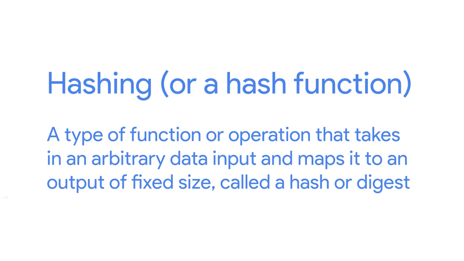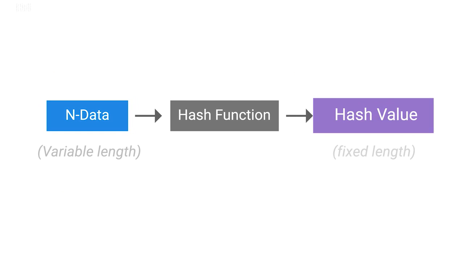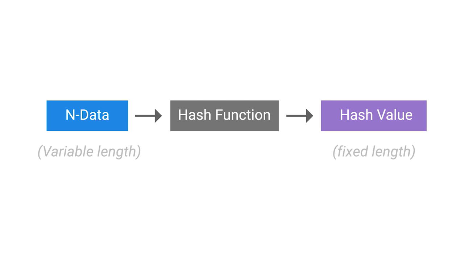Hashing, or a hash function, is a type of function or operation that takes in an arbitrary data input and maps it to an output of a fixed size, called a hash or a digest. The output size is usually specified in bits of data and is often included in the hashing function name.